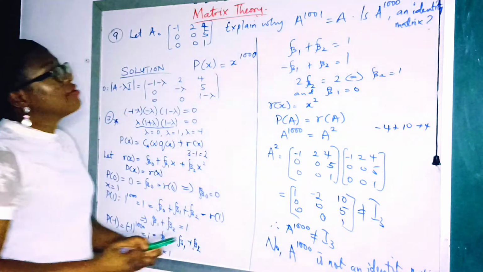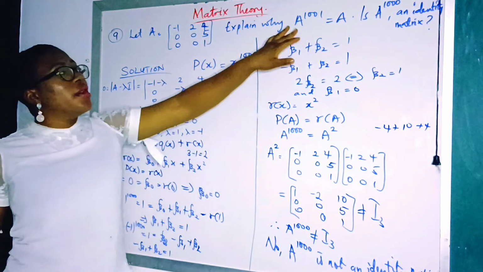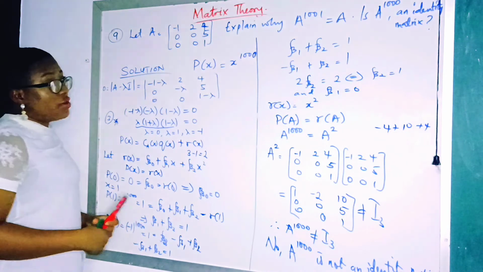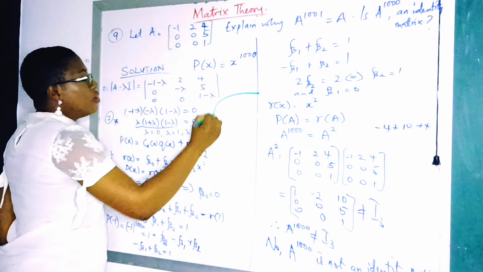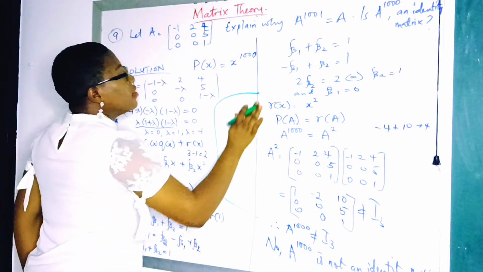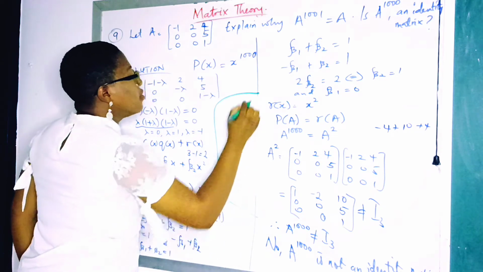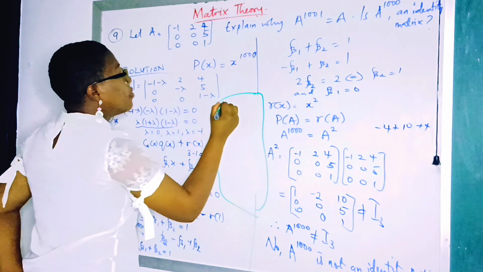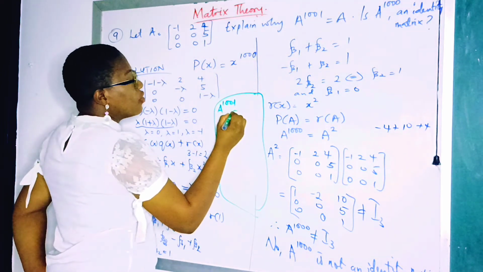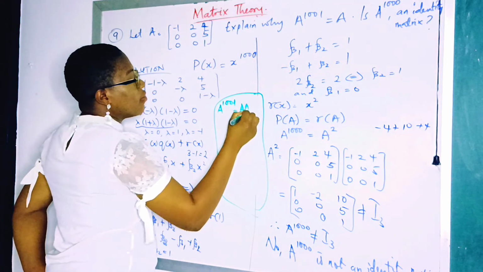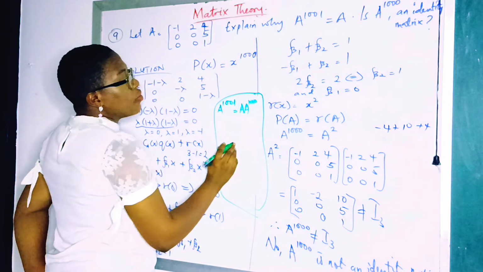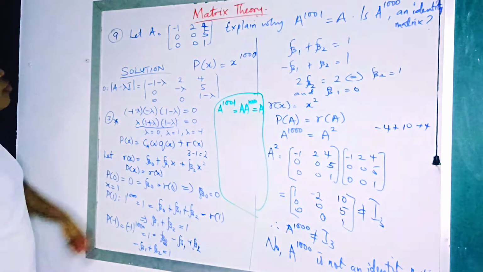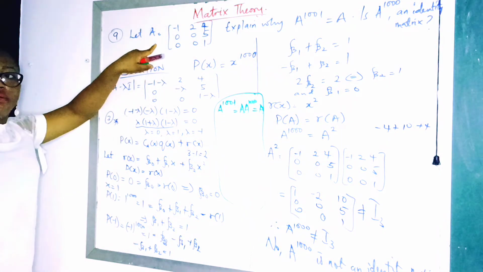If you look at this, A raised to power 1001 is equal to A. Somebody would have been tempted to do this. Everybody look up. Don't do it. You can be tempted to say that A raised to power 1001 is equal to A times A raised to power 1000, but we know that this is A, right? If you look up, A is not invertible.